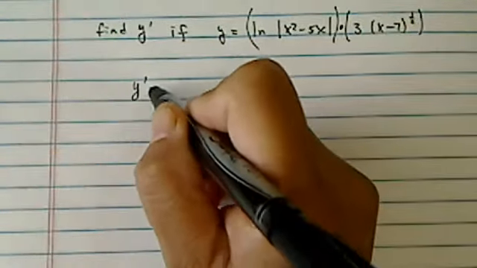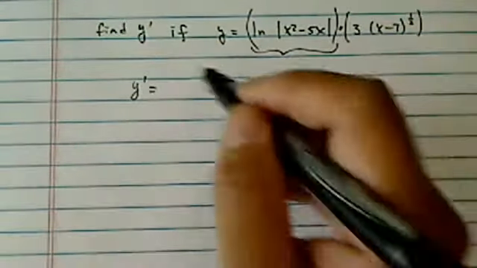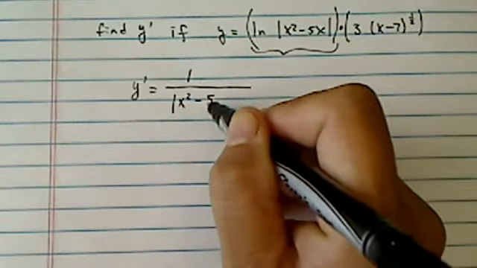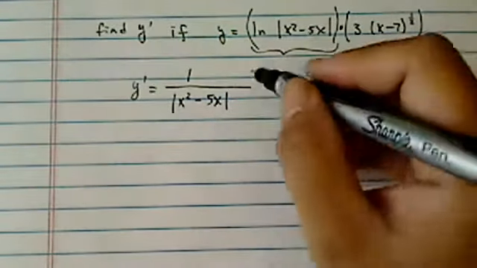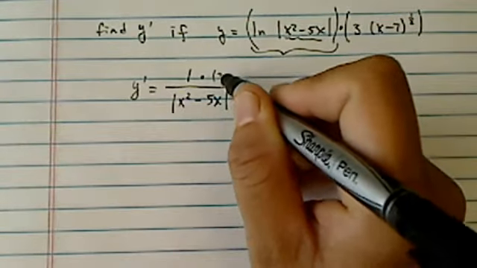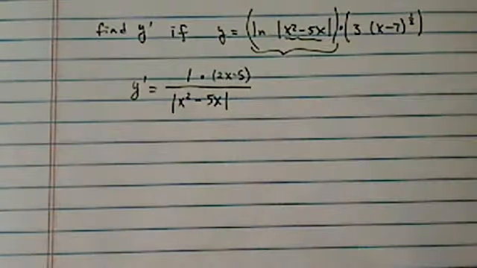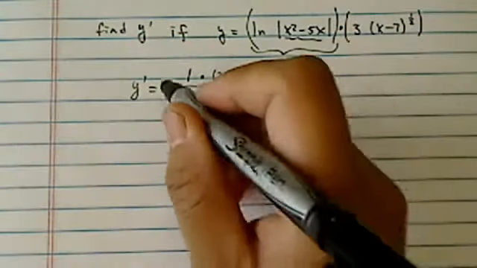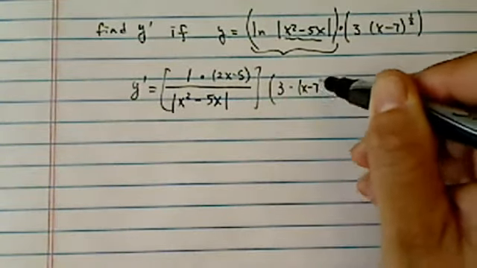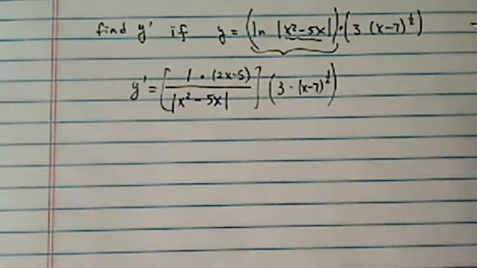So the product rule says take the derivative of the first part. Well, that should be easy. It's 1 over x squared minus 5x, and then times the derivative of the inside. I'm just going to write it on top, which is 2x minus 5. Okay, and then you leave the second one alone, 3 times (x minus 7) to the half. Okay, so that's the first part.